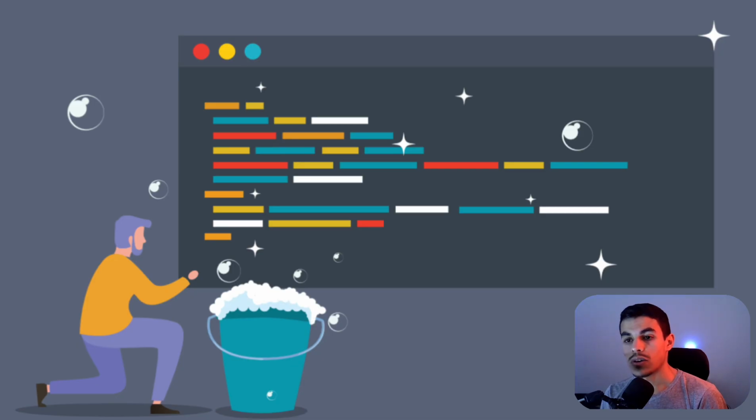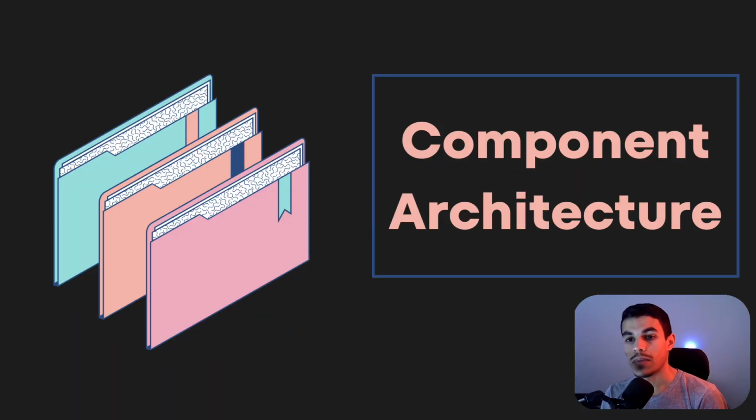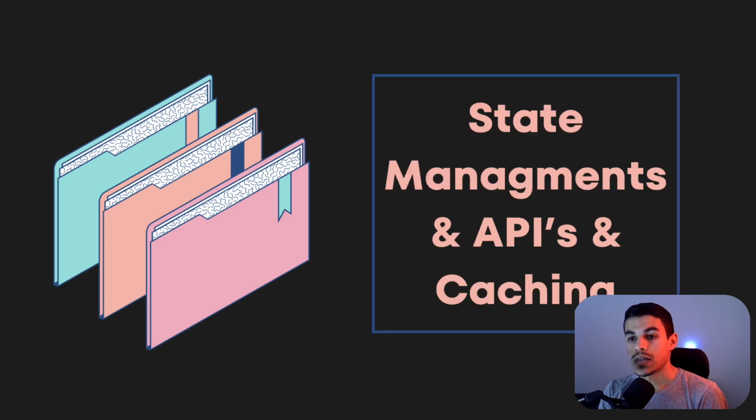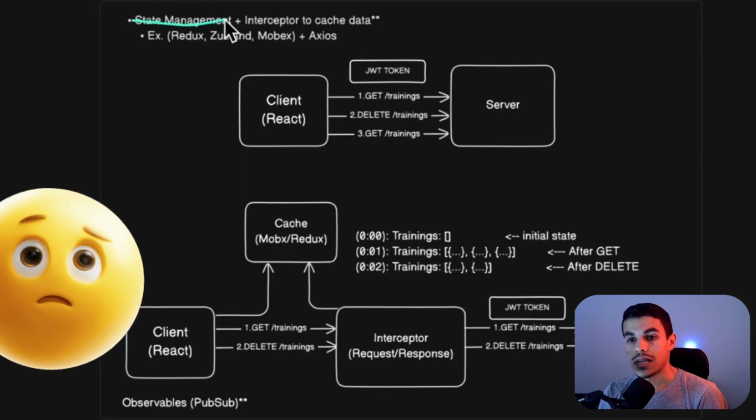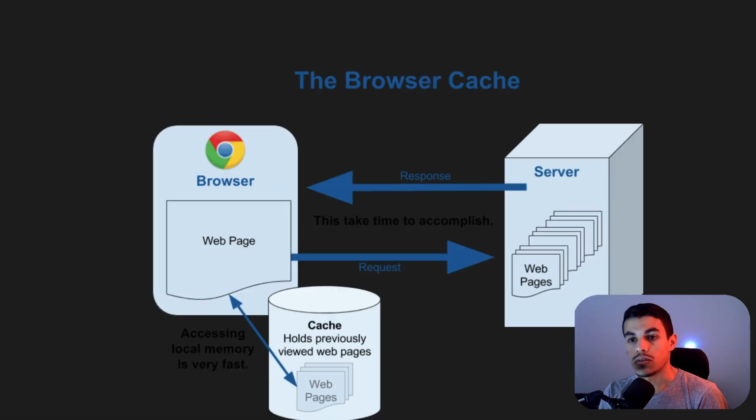But once your app is split into multiple components, a new question appears. How do these components share and manage data? That's where state management comes in. State management is the brain of your front-end application. It controls how your app reacts to user actions. Professionals centralize and use state management to reduce the number of requests made from the front end to the back end by caching the data on the client side.